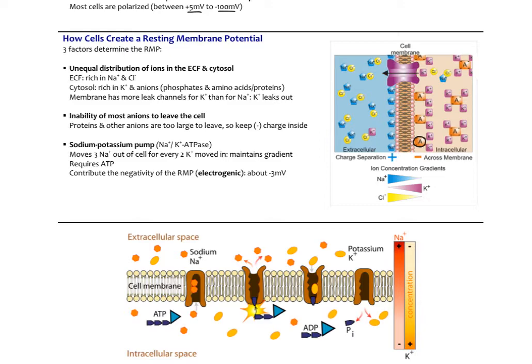Most anions can't leave the cell, and that's because they're mostly large proteins, so they're going to stay inside the cell. And then in particular, there is a pump, the sodium-potassium pump, sodium-potassium ATPase, which moves 3 sodium ions out of the cell and moves 2 potassium ions inside the cell. So the net difference is we're going to get a little bit more sodium on the outside, and that's going to create that more positive charge on the outside.